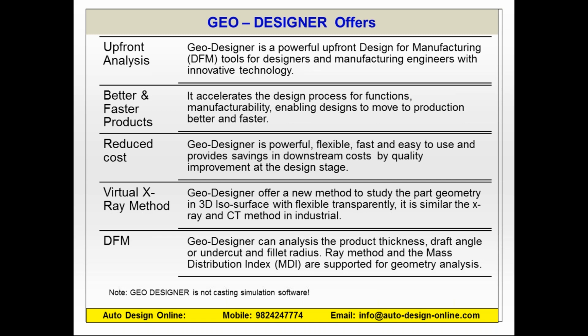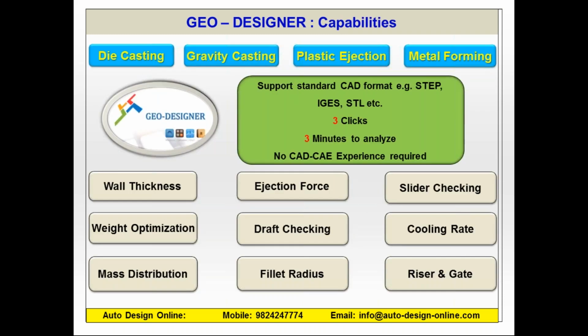Again, this is a DFM tool based on the mass distribution and the heat distribution inside the casting part. Please note the software is not a simulation software. That means it does not consider the pouring temperature, liquid and solid temperature, the chemical composition, and so on and so forth. This works basically on two principles, which are called the mass distribution index and the heat distribution index.